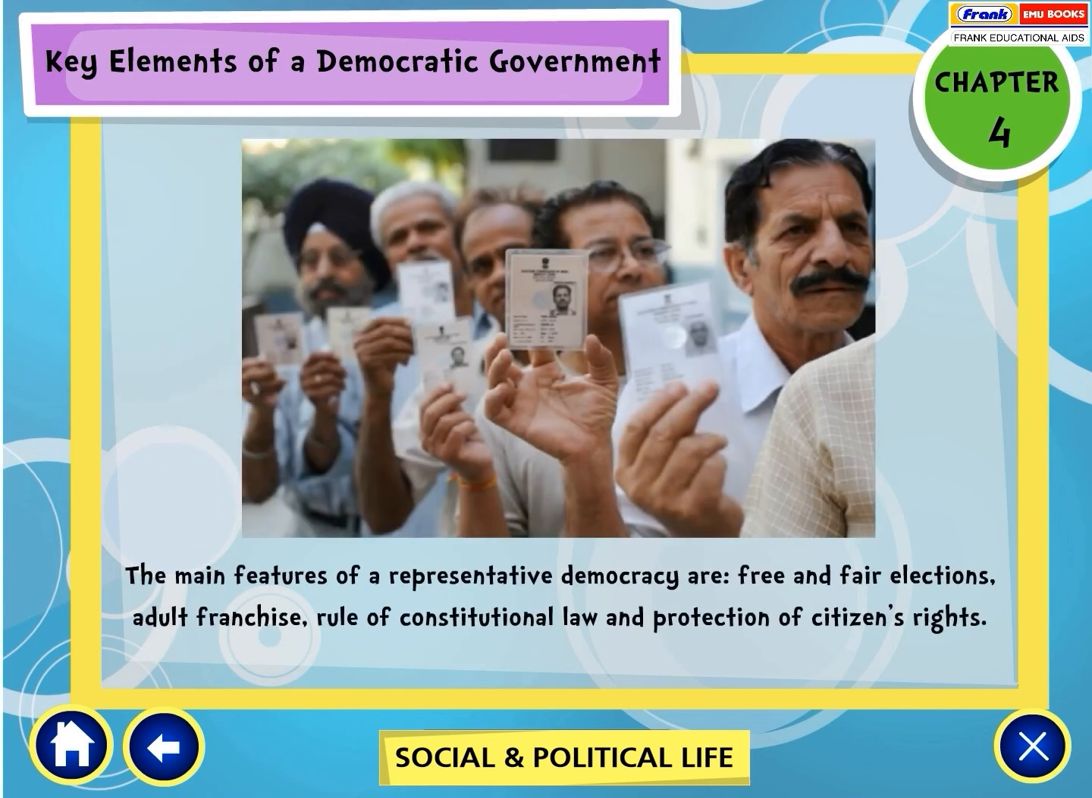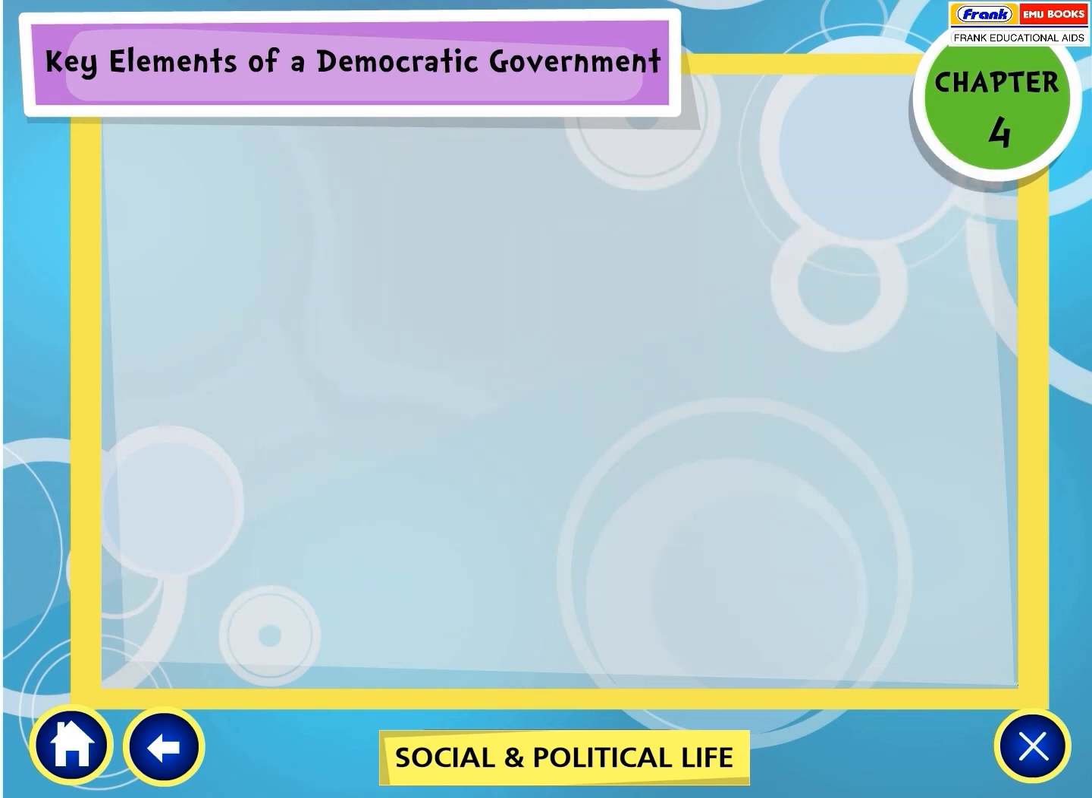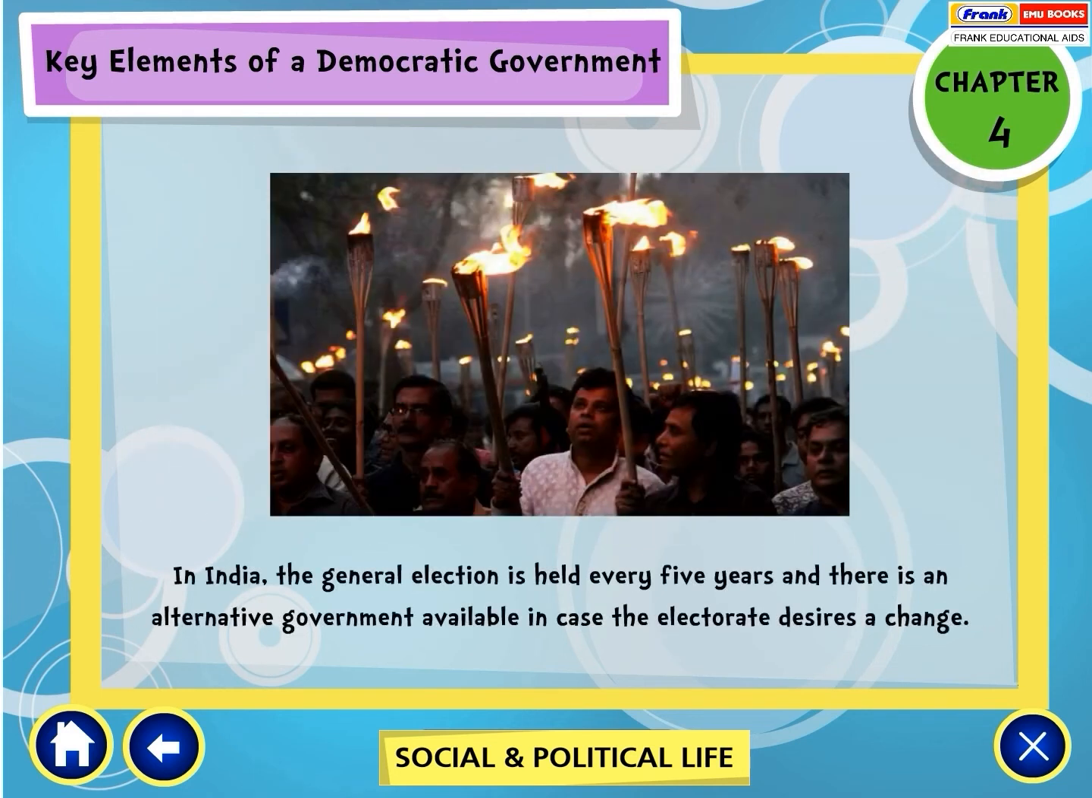The main features of a representative democracy are free and fair elections, adult franchise, rule of constitutional law, and protection of citizens' rights. In India, the general election is held every 5 years and there is an alternative government available in case the electorate desires a change.